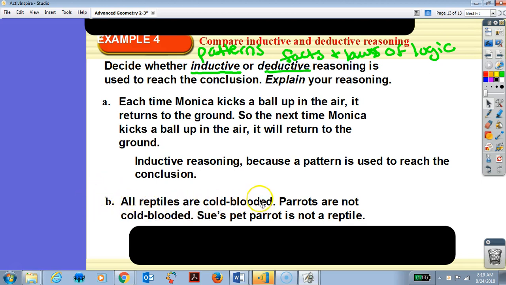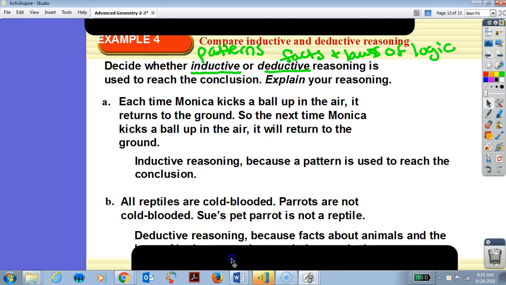All reptiles are cold-blooded. Parrots are not cold-blooded. Sue's pet parrot is not a reptile. What do you think? Inductive or deductive? All reptiles are cold-blooded. Parrots are not cold-blooded. So her pet parrot is not a reptile. Deductive, using facts and laws of logic.